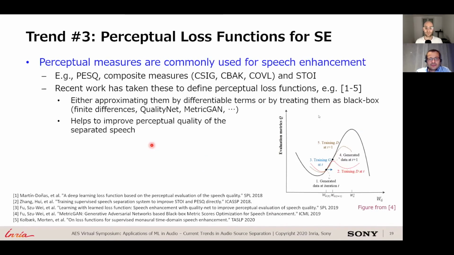Okay, so the next trend is perceptual loss functions for speech enhancement. Perceptual measures are commonly used for speech enhancement.